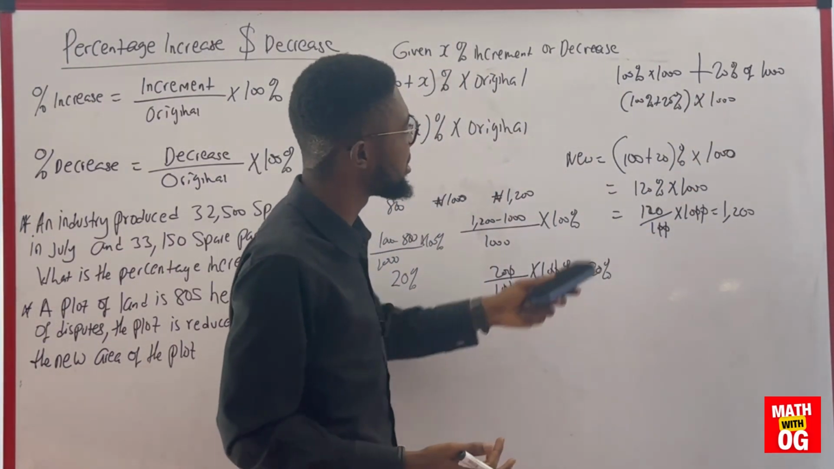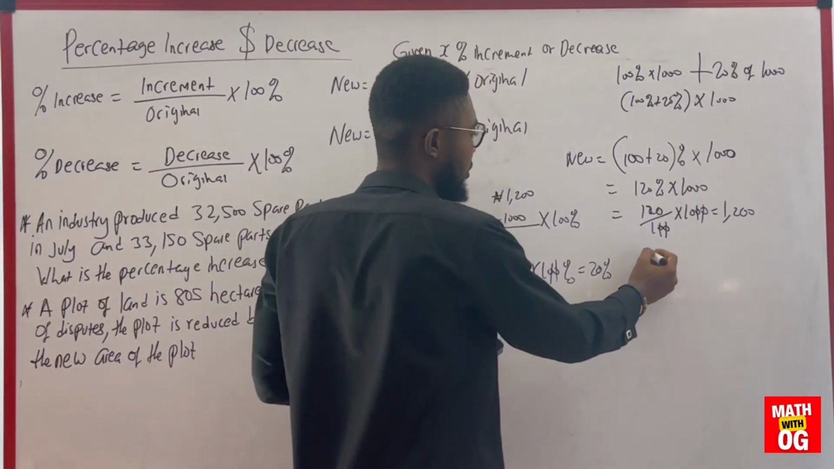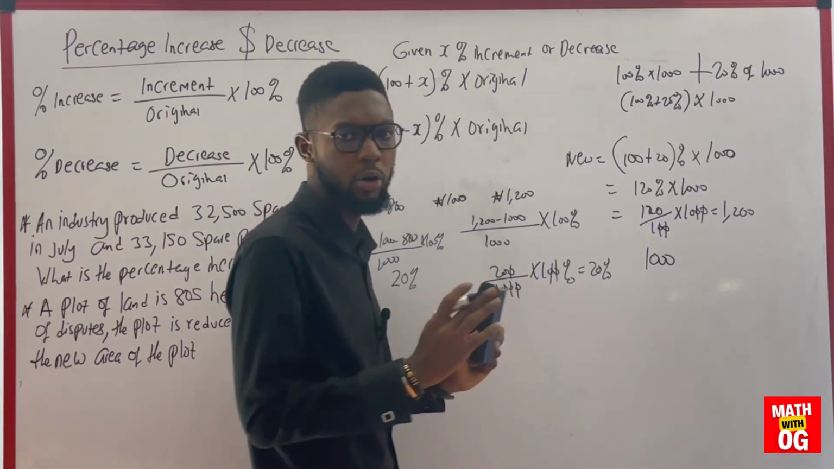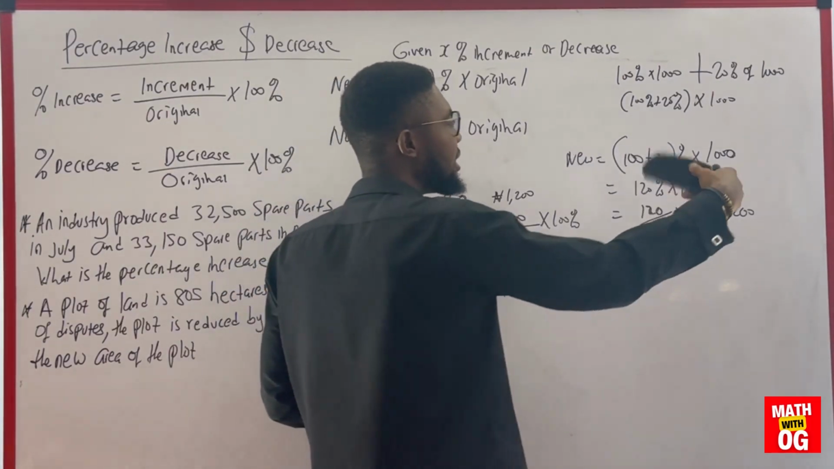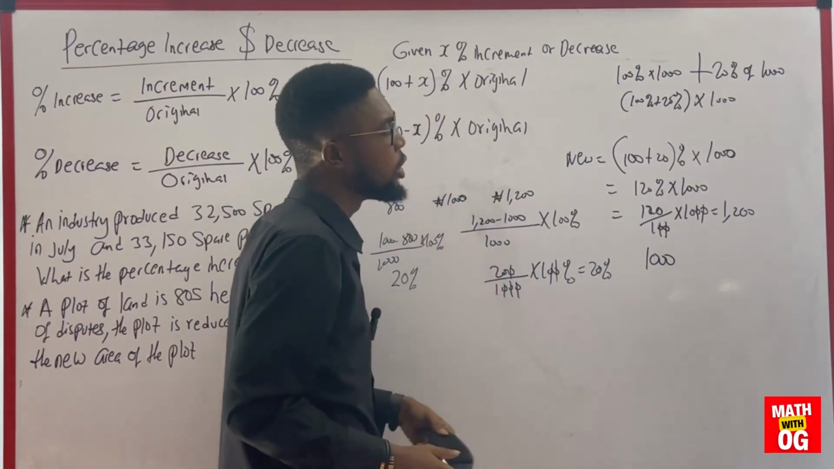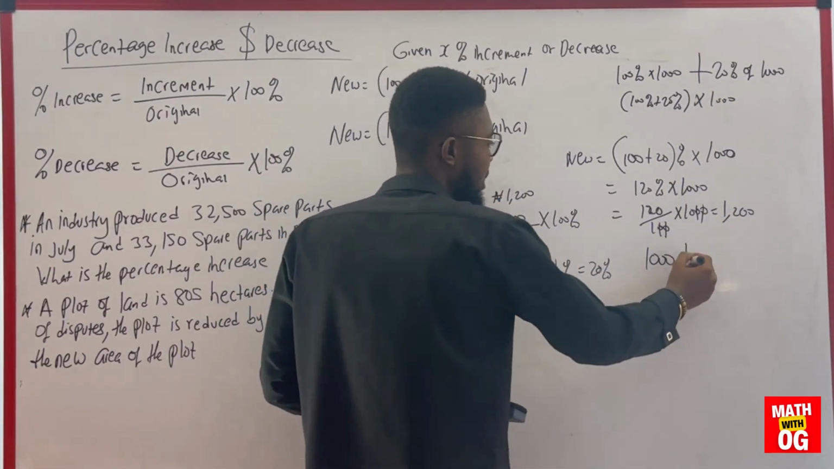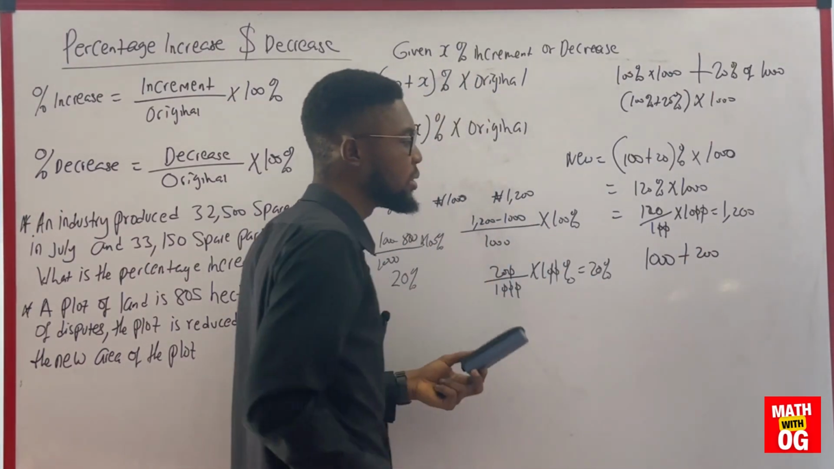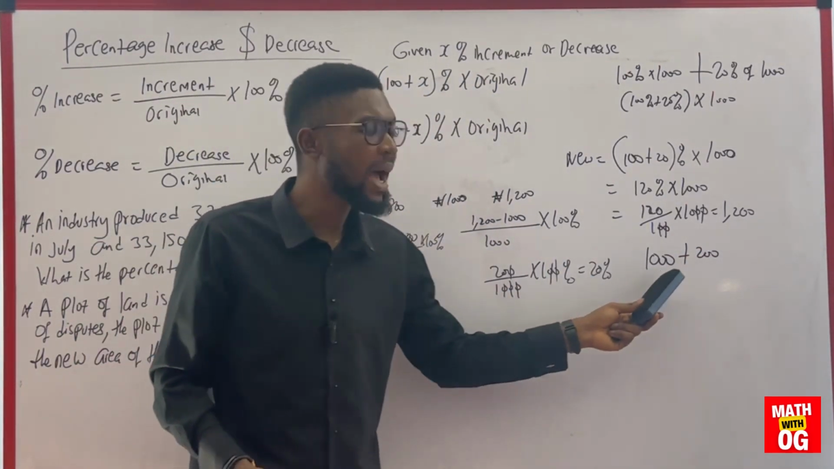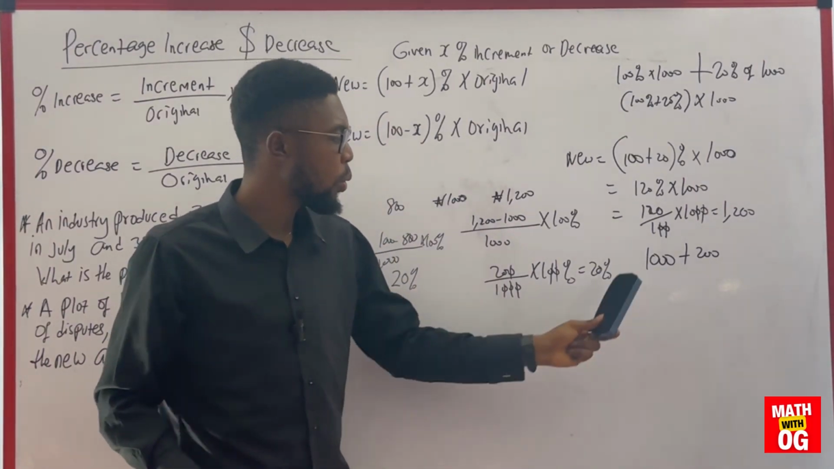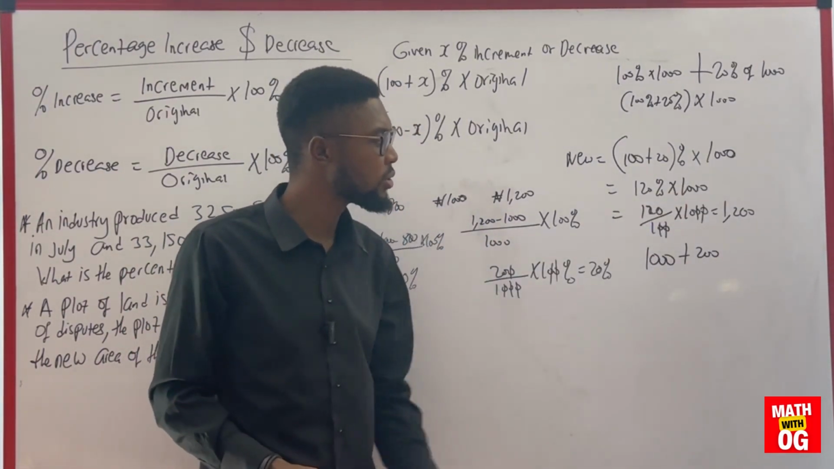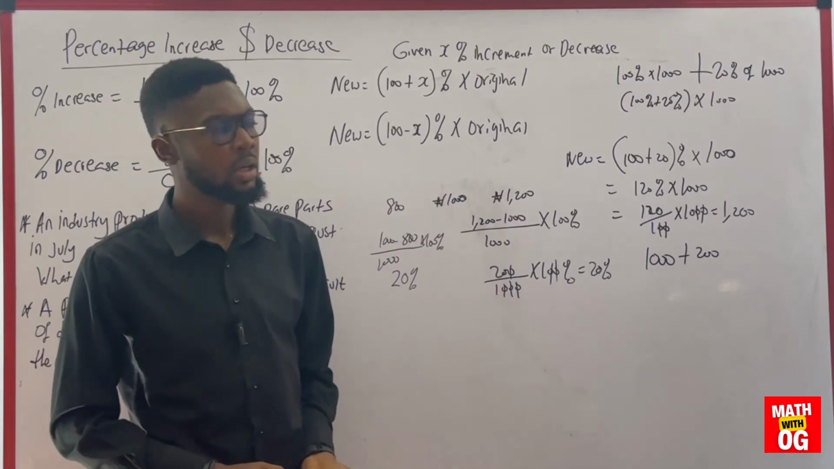Or solve separately, 100% of 1,000 is 1,000. So this was our original salary. Now we have an increment of 20%. So what is 20% of 1,000? It is simply 200. It means that they want to increase my salary by 200 naira. So 1,000 plus 200 will give us 1,200.